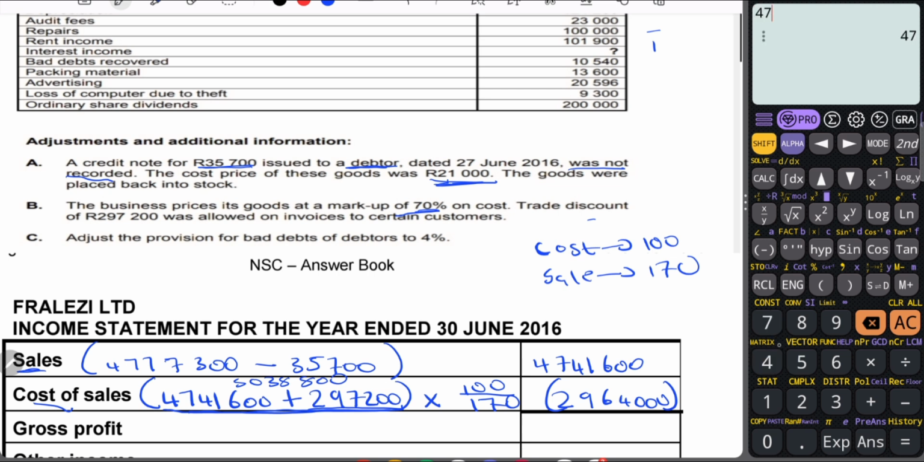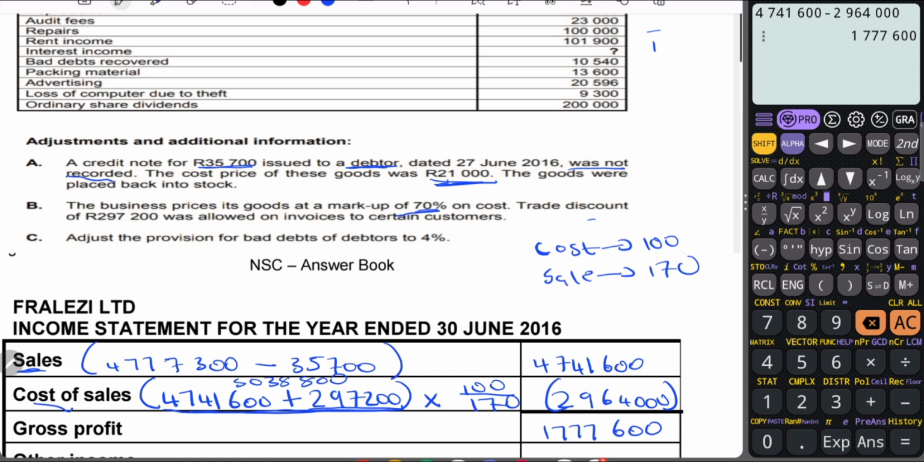Now you can just get your gross profit. It's gonna be 4,741,600 minus 2,964,000. It's gonna be 1,777,600. It's our gross profit now.